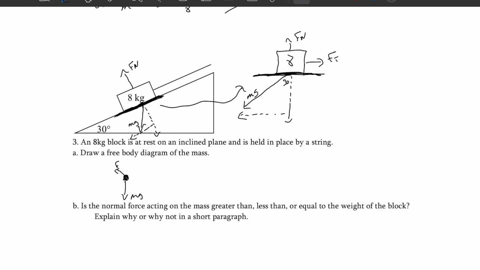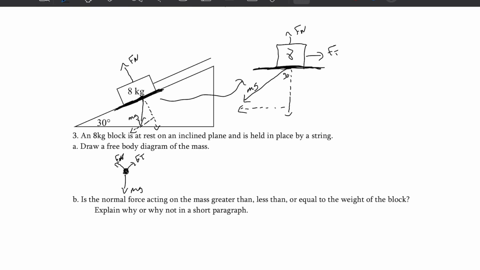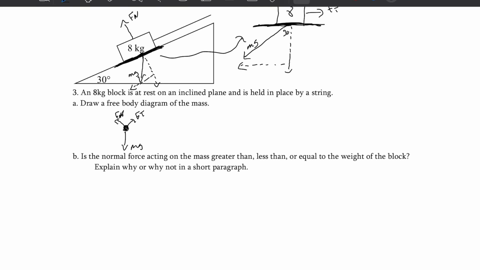Now it says draw a free body diagram of the system. The free body diagram is still from a dot. Gravity is always down. We don't change our perspective when we're looking for points. We can change our perspective when we're trying to understand a problem. So tension is still up and to the right, normal still up and to the left, and they are perpendicular to each other. But mg is always straight down.